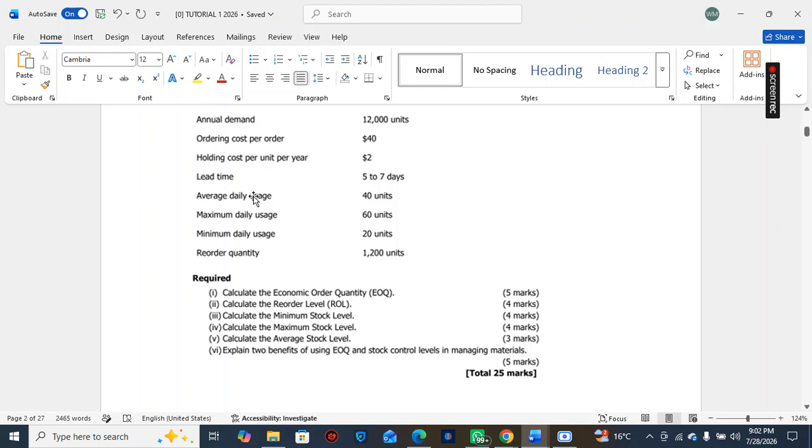Then the average daily usage: on average, how many units do I produce, or how many units do I sell? You get that data. The maximum daily usage: when we're at our peak, what is the most we produce or sell? The minimum daily usage: on a very bad day, what is the least we produce or sell? And whenever you're placing orders, you take note of your reorder quantity.